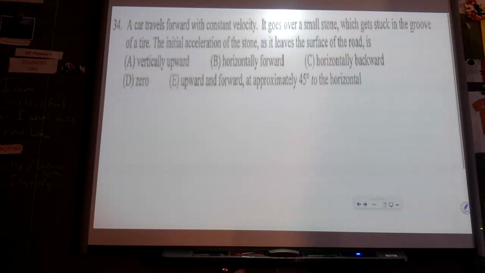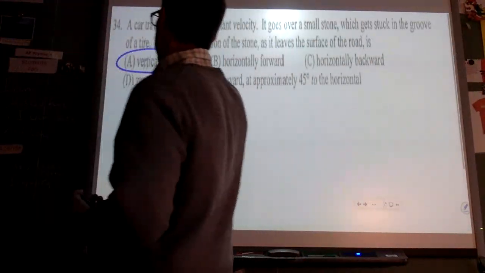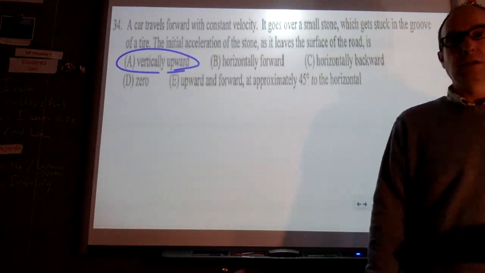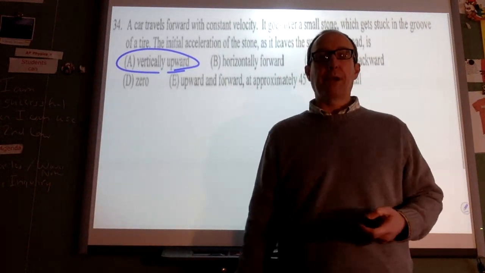A car travels forward with a constant velocity. It goes over a small stone, which gets stuck in the groove of the tire. For the initial acceleration of the stone as it leaves the surface of the road, our acceleration is centripetal. That means it needs to go towards the center. From the bottom of the tire, it would be going straight up.